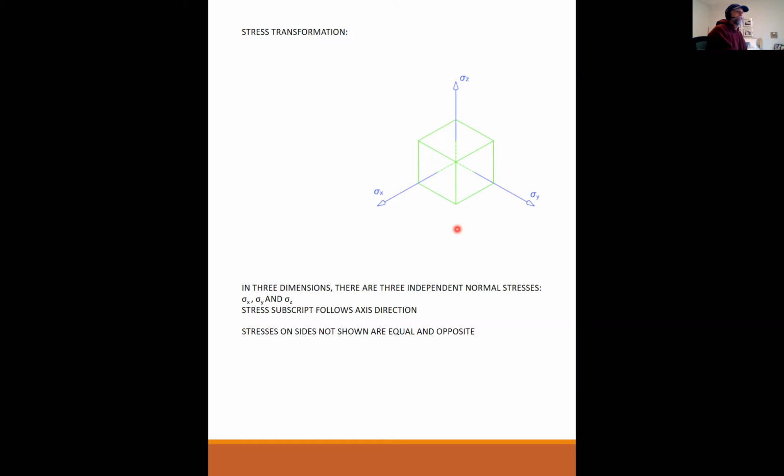And what I'm not showing is stresses on the sides not shown, which are equal and opposite. So in other words, for this normal stress sigma y, there's an opposite normal stress sigma y on the other side to exactly balance it, and that's the same in all directions. But just for clarity, I'm not showing those. They're not independent. They're the same as these guys.